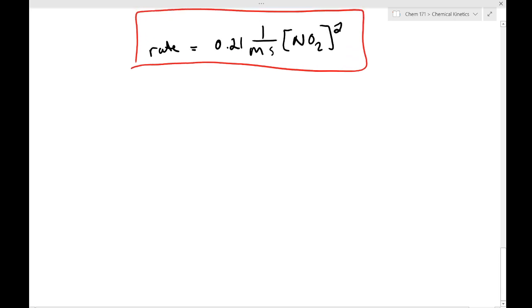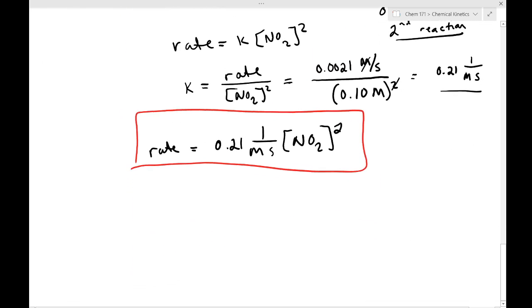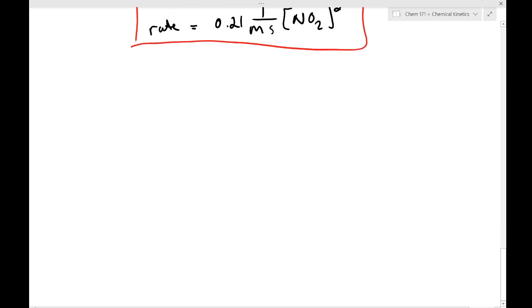Okay, so this was a really obvious example, right? You increase it by 2, the rate went up by 4. You increase it by 2, the rate went up by 4. Actually, most of the time, it's not so obvious, okay? We don't get so lucky in life, right? Sometimes things are really obvious and really easy, but most of the time, they're not so obvious and easy at all. So if it's not so obvious, how can we figure out the order and the rate constant for this reaction?